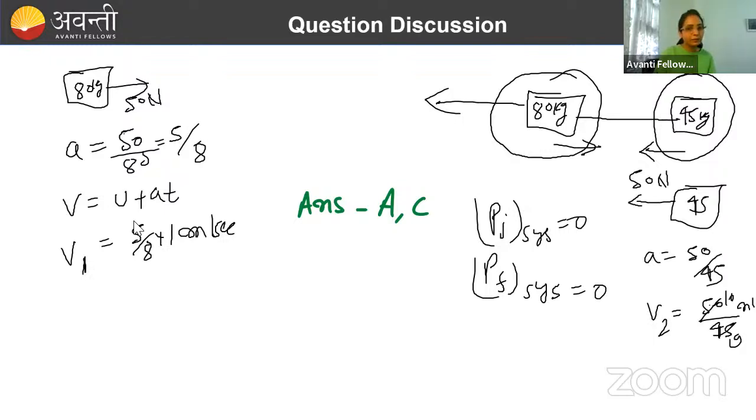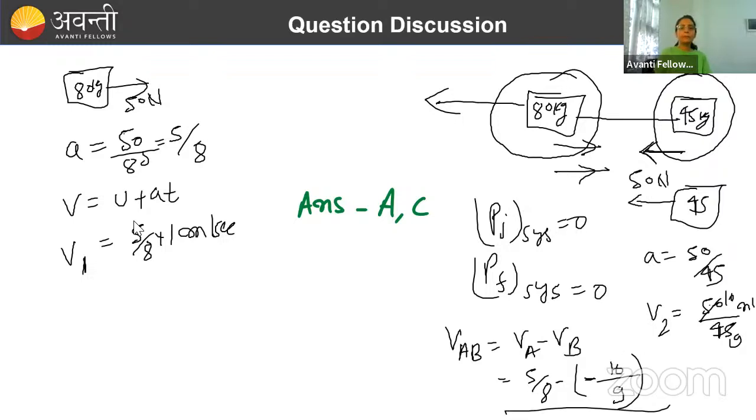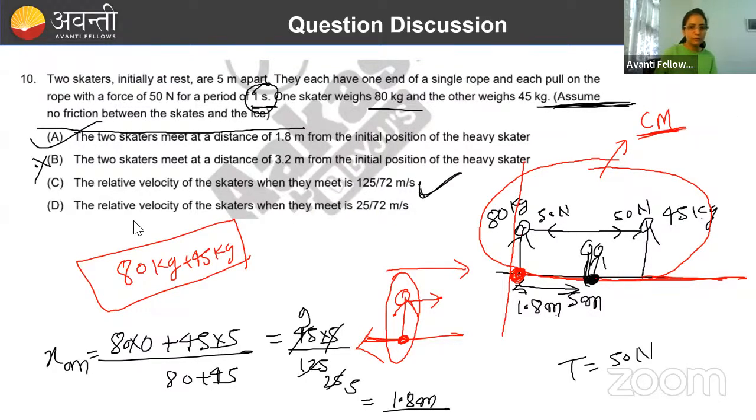So what will be the relative velocity? Relative velocity क्या होता है? Velocity of A with respect to B. यानी कि VA minus VB. Now VA is in this direction, so that is 5 by 8 minus VB is in this direction, negative direction लेंगे, so यहाँ पे minus 10 by 9. So then you will be getting the values. ठीक है? So how much you are going to get? 45 plus 80 divided by 72. So this will be equal to 125 by 72. So this will be your correct answer and this will be wrong.